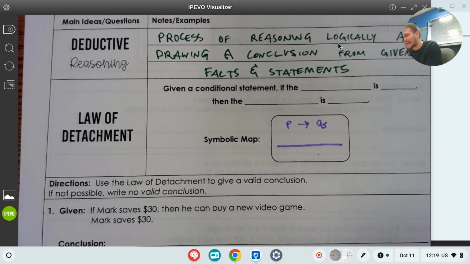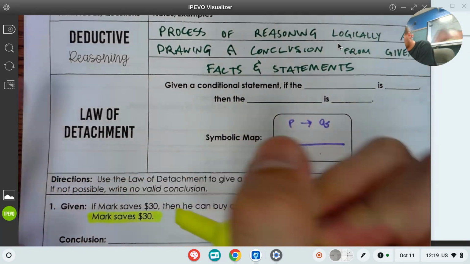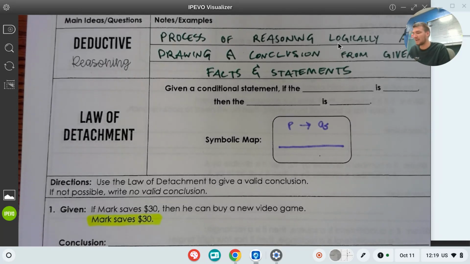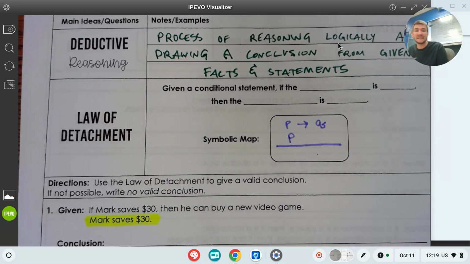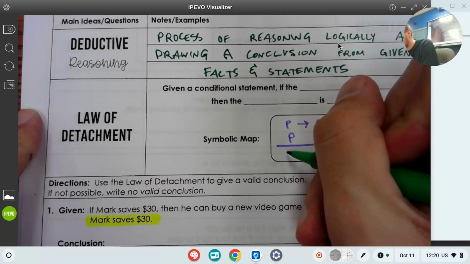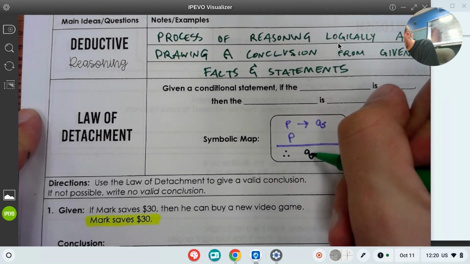But then we get a second little thing here, right? We get this. Mark saves $30. All right. Well, if Mark saves $30, that is P. And so far what this question has told us is that if Mark saves $30, he can buy a new video game. Next sentence, Mark saved 30 bucks. What is going to happen next? He can buy the video game. Yeah, right? If he saved $30, he buys the game. Okay, well he saved the money, so he's going to buy the game.